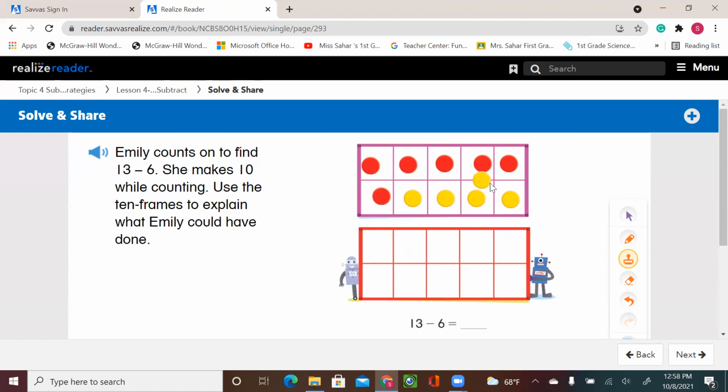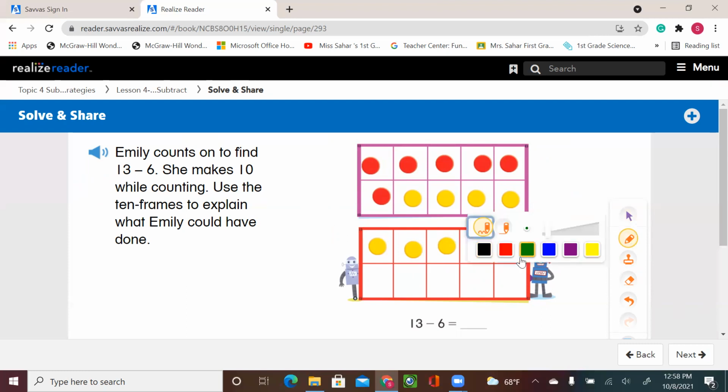Very good. So if I have 10 to take away 6, and I have total 13, how many do I need? Yes, 3 more. So 1, 2, 3. Now these are the 13. If I count, how many counters did I add in yellow? So I have 1, 2, 3, 4, 5, 6, 7. So 13 take away 6 equals 7.